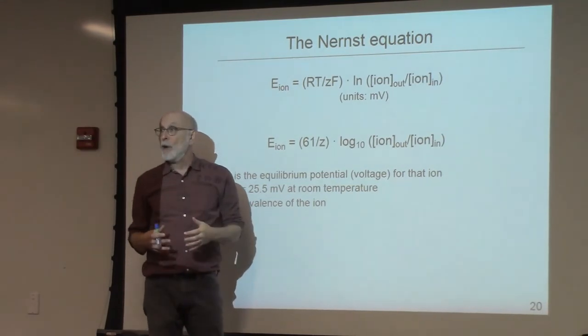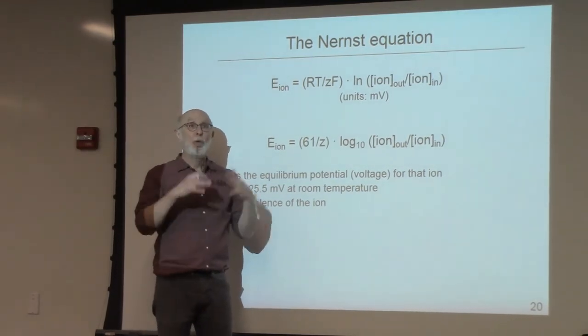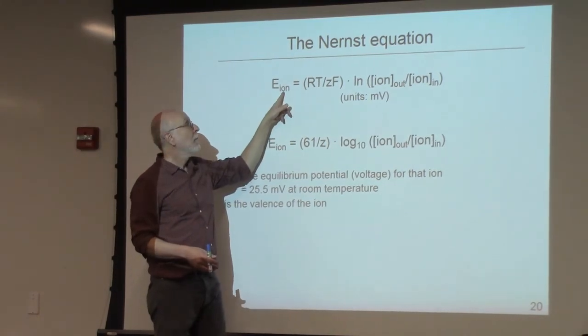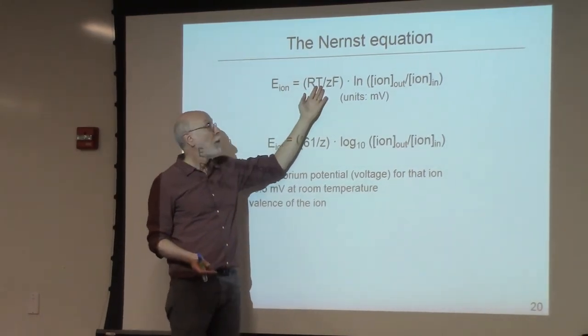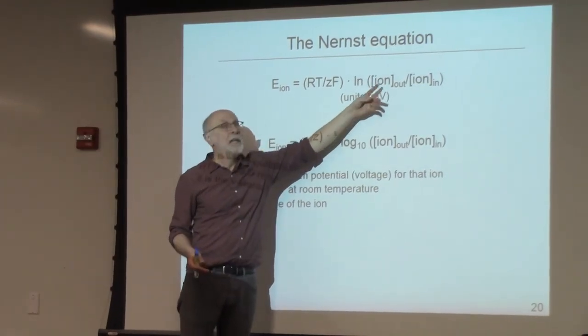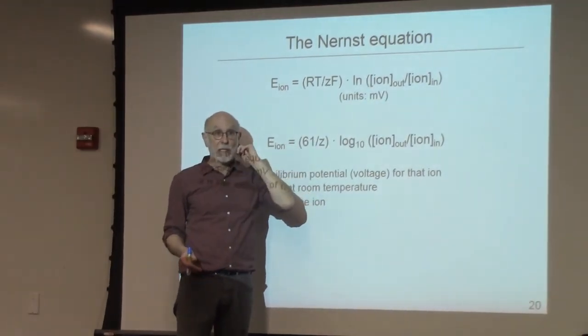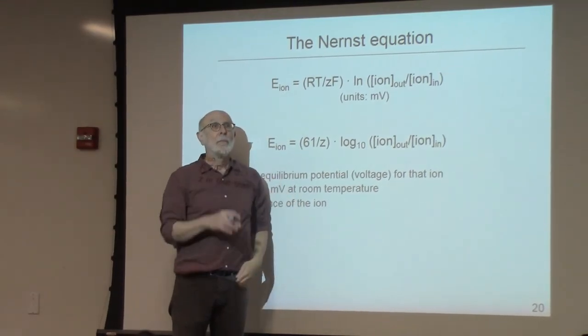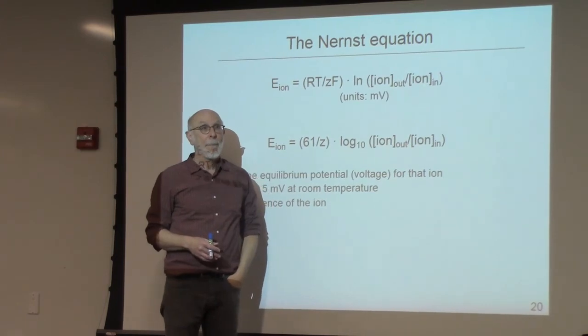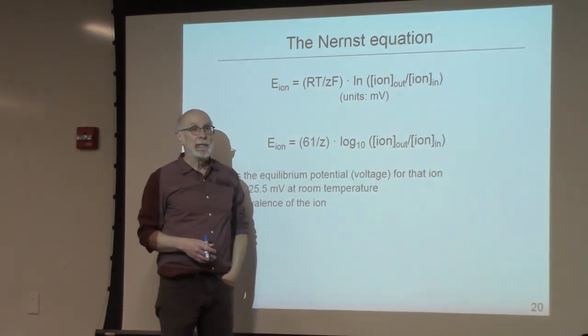If the membrane is permeable to sodium and only to sodium, the equilibrium potential for sodium is RT over F, Z is still 1, natural logarithm of the concentration of sodium on the outside divided by the concentration of sodium on the inside. So it's always the extracellular concentration over the intracellular concentration? Yes, it is.